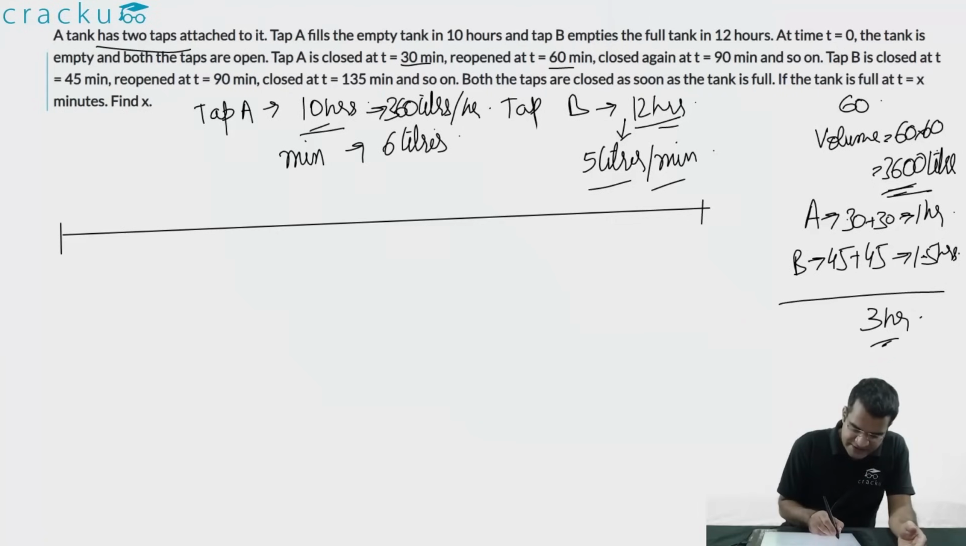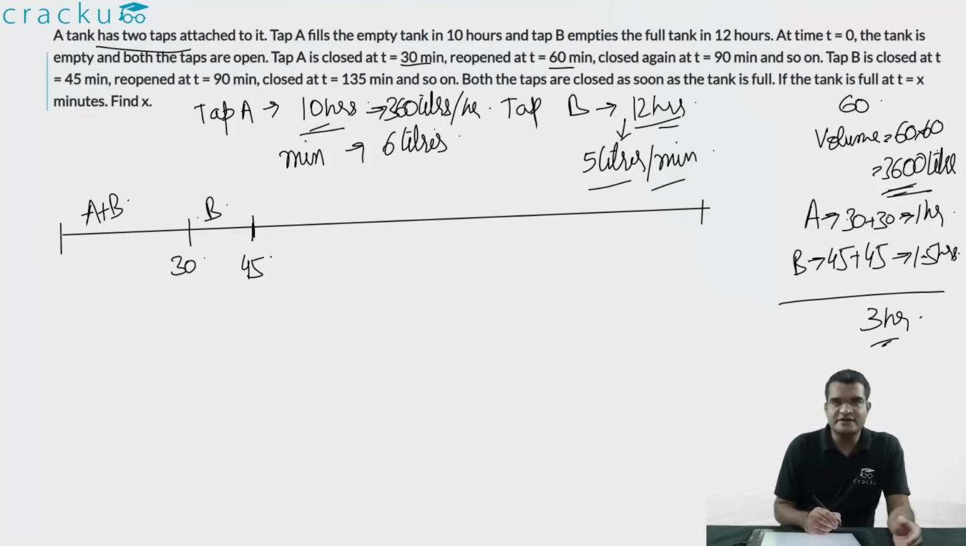So in the first 30 minutes both A and B are open, and after 30 minutes A is closed but B continues to be open for another 15 minutes. After 45 minutes B is closed and A is also already closed. So both the taps are closed till 60 minutes, and after 60 minutes A is open again, and A remains open till 90 minutes. At this point only A is open, and after 90 minutes A closes and then B opens, and only B is open till 120 minutes.